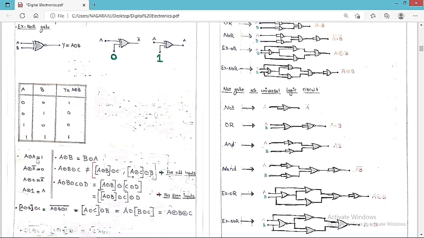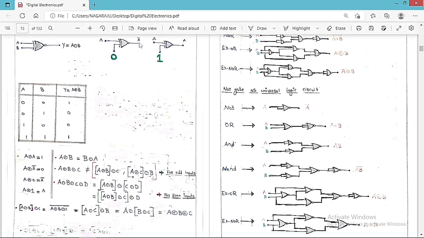Now A XNOR A is always equal to 1, and A XNOR A bar is always equal to 0. A XNOR 0 is always equal to A bar, and A XNOR 1 is always equal to A. Suppose one of the inputs is 0 and the other is A; then A XNOR 0 is equal to A bar. And if one of the inputs is 1 and the other is A, then A XNOR 1 is always equal to A. In the previous case it was A and A bar, but now it is the reverse: A bar and A.